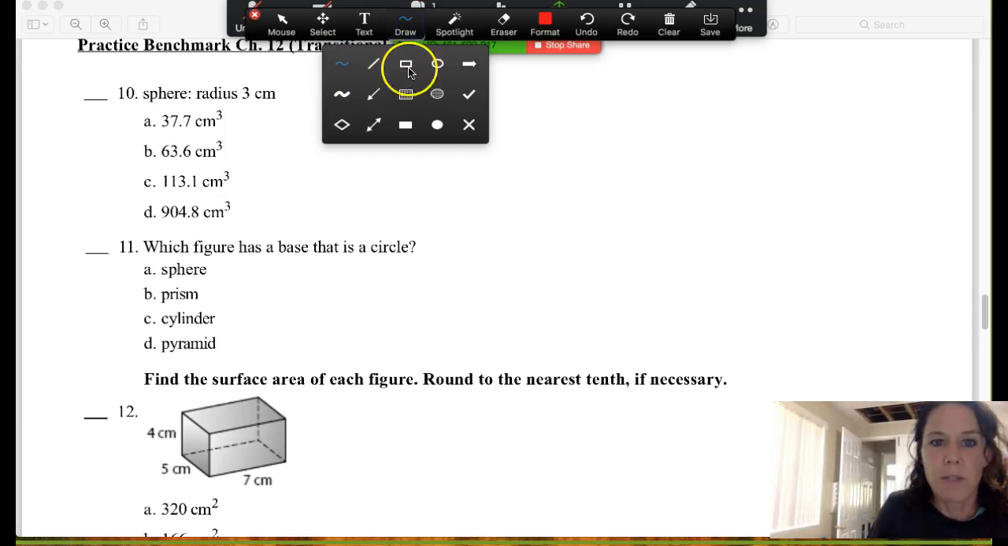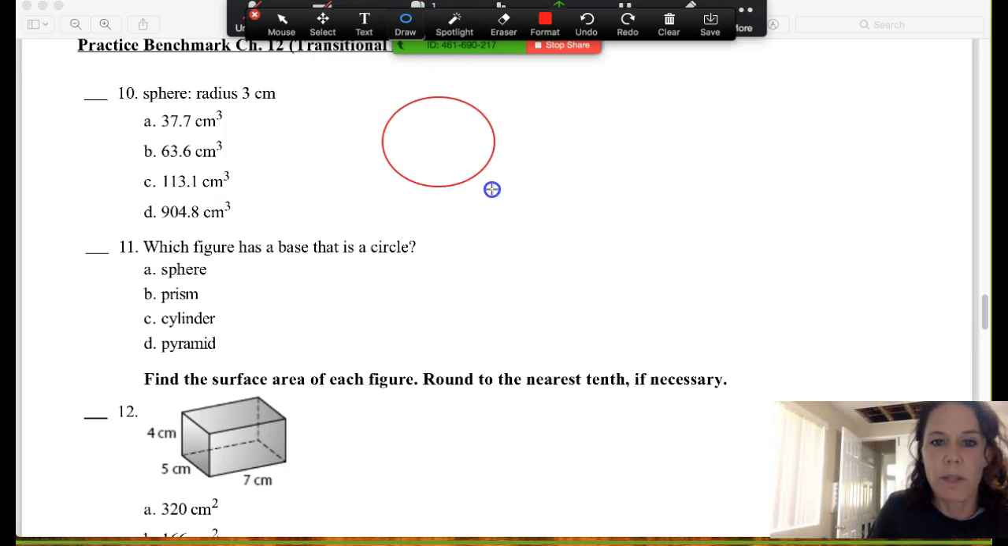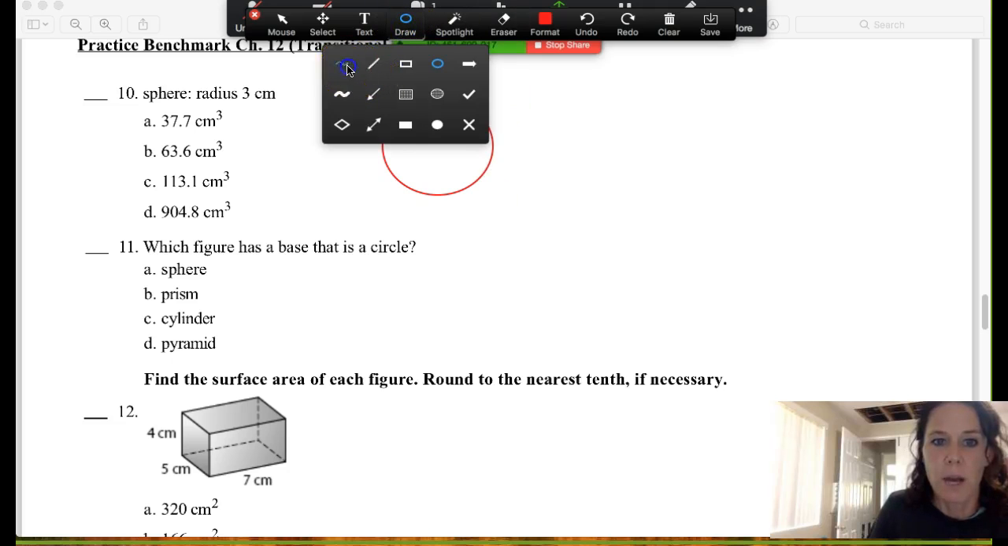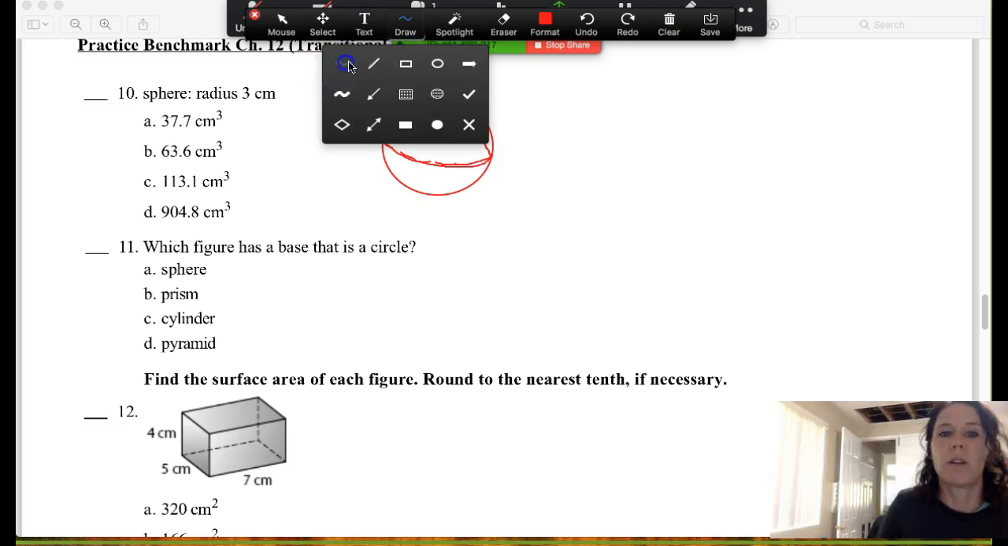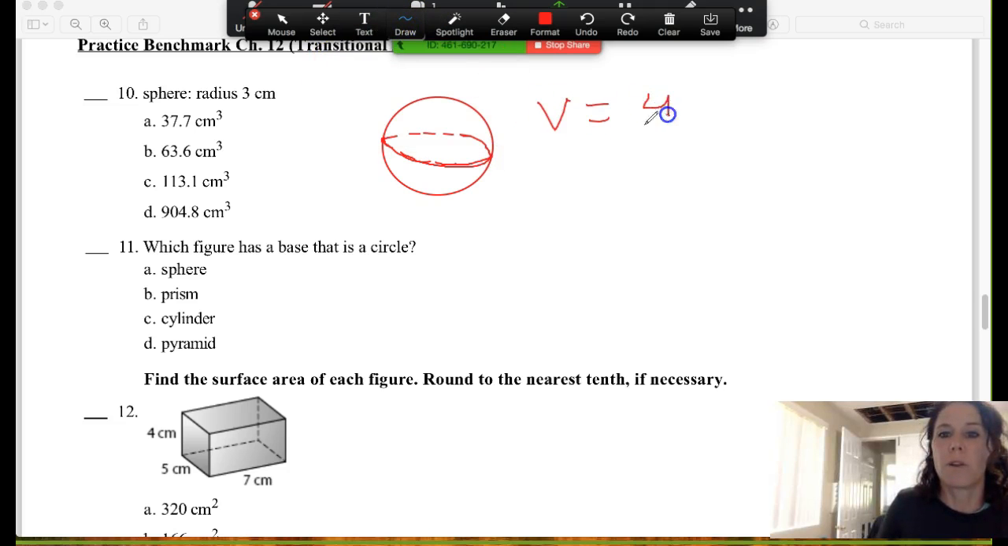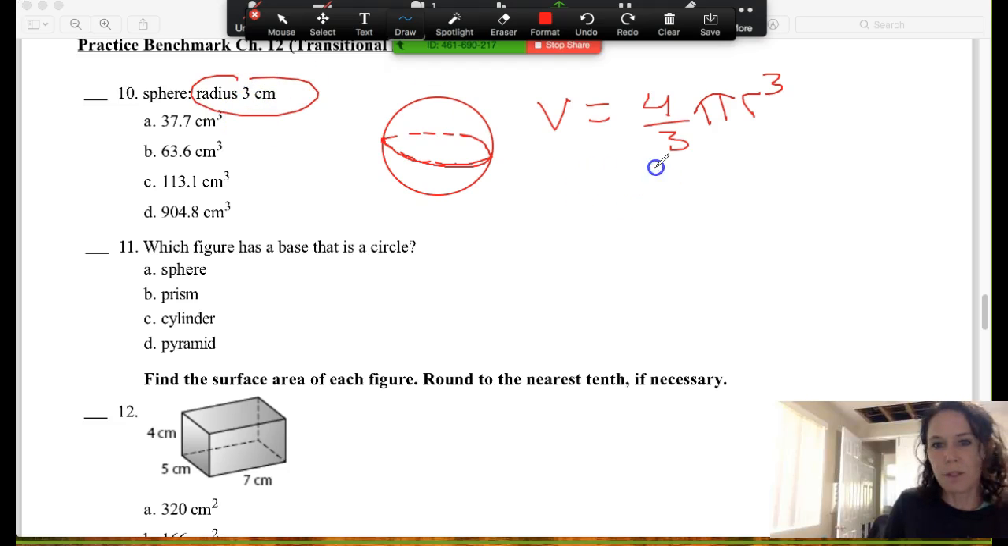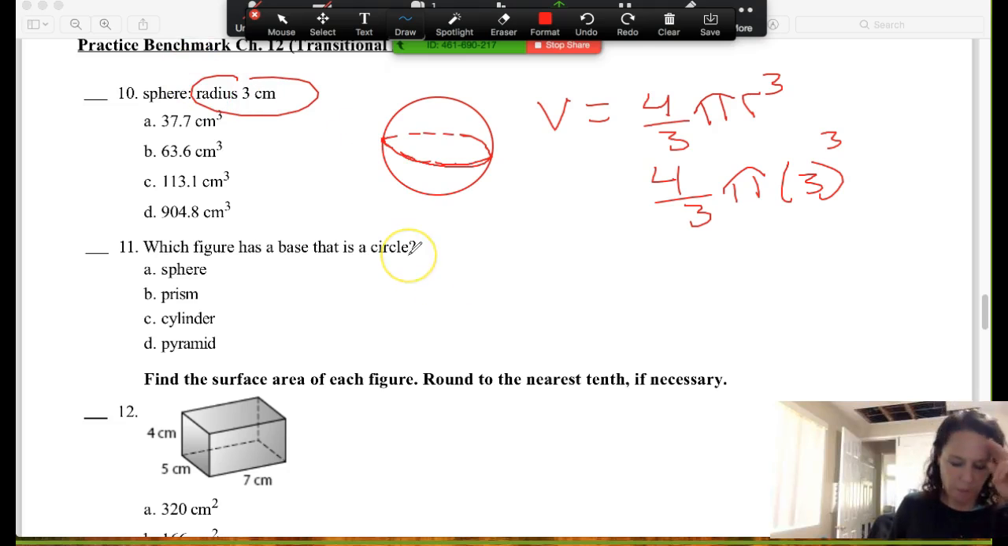Okay, we've got to find the volume of a sphere. So using that formula sheet that I gave you, the volume of a sphere is 4/3 times pi r cubed. All right, they give you the radius, so it's really simple. Spheres are the easiest, I feel like. 4/3 times pi times that 3, and then you cube it because you're dealing with volume.